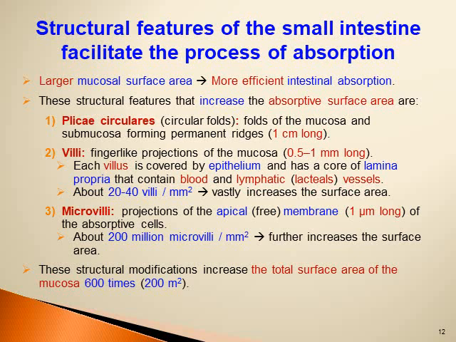It increases that surface area 600 times. So if we don't have these structural modifications, the surface area of the small intestinal mucosa is only 0.33, 1/3 of a square meter. But because we have these structural modifications, the actual absorptive area of the small intestinal mucosa is 200 square meters, which is very good for very efficient absorption of nutrients.